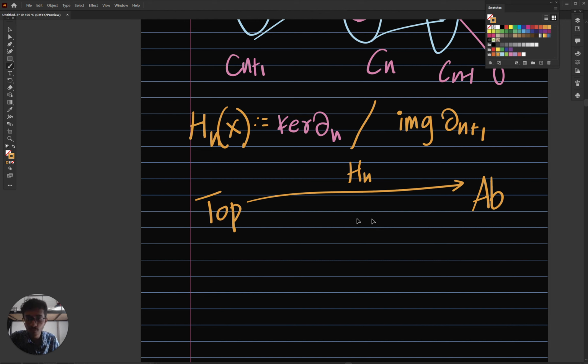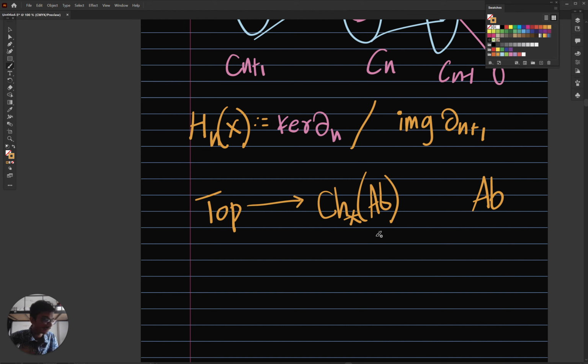But let's make it way more general. Let's picture it like this. There is a topological space, there's an abelian group, and now define chains of abelian groups themselves. Chains of abelian groups. And given a chain of abelian groups, we can always define Hn, and this is just a CH operator.